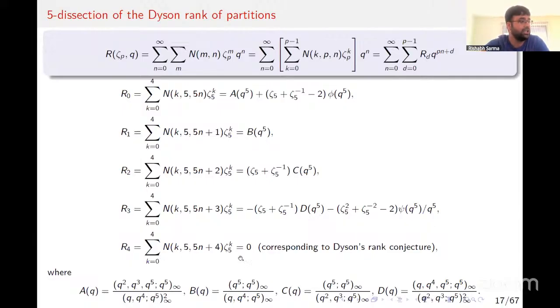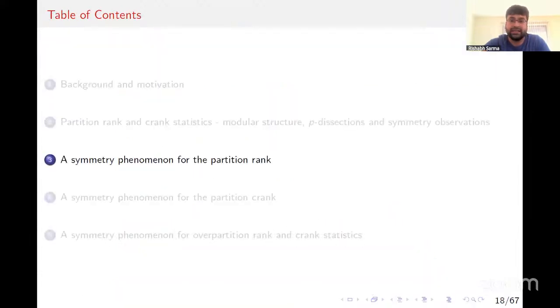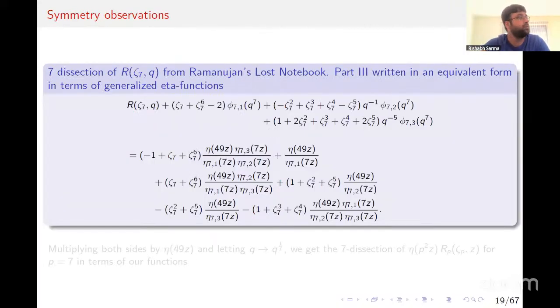And the fifth one is 0, which corresponds to Dyson's rank conjecture, which is not very difficult to see. The fifth one is for R4, which is 5n plus 4 over here, and the coefficient is 0, which implies Dyson's rank conjecture, and so to say the mod 5 Ramanujan congruence, the partition congruence of Ramanujan. That takes me to the symmetry phenomenon for the partition rank, the first part of my talk today.